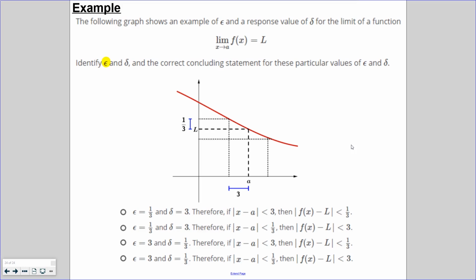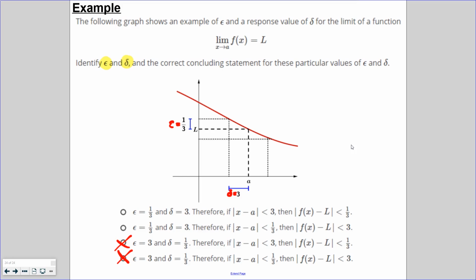First thing we need to do is identify our epsilon and our delta value. Remember, epsilon is up and down, delta is left and right. So epsilon is going to be 1/3 because that's the distance up and down from L. And delta is the distance away from A, so our delta is going to equal 3. With just that fact alone, we can cancel out answers. Epsilon has to be 1/3, so it can't be 3 for either of those. Our choices that are left have epsilon 1/3 and delta 3 for both of those.